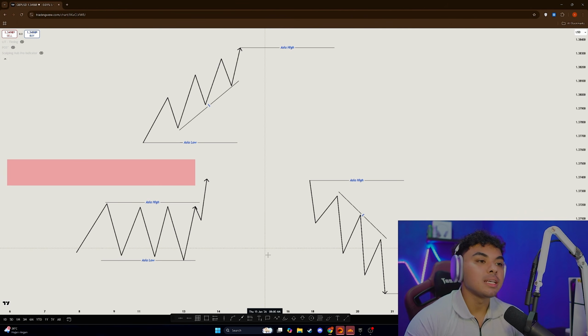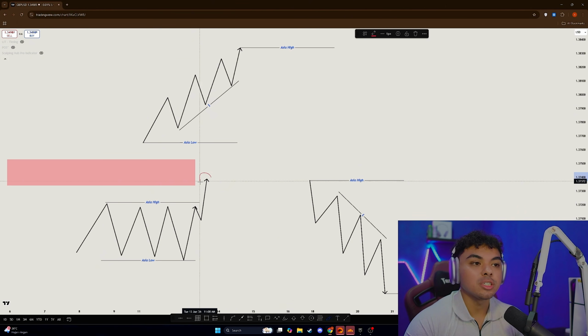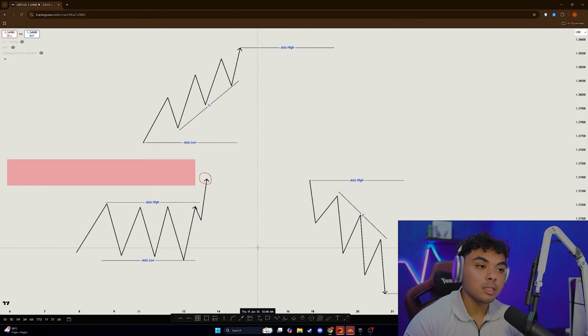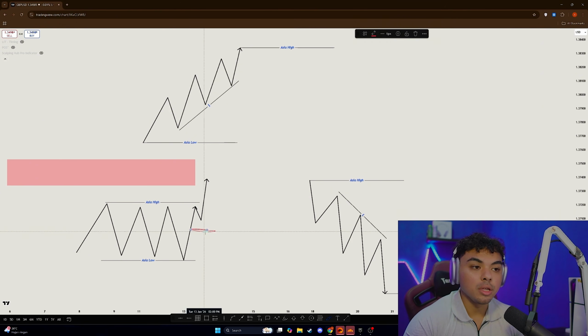Okay. Now, does that mean that it is already valid for us to just sell from the high there and target Asia low right away? Not necessarily. Because you still have to identify your internal liquidities and your internal imbalances to use them as your break-even levels.